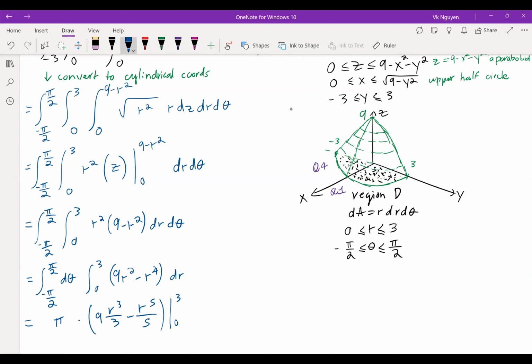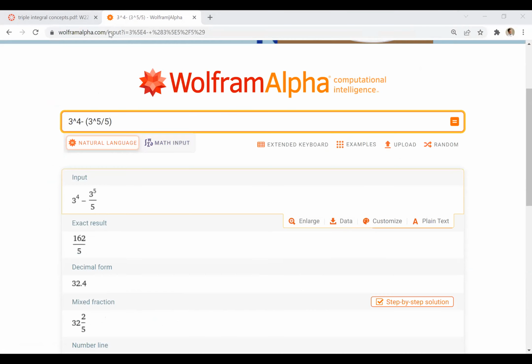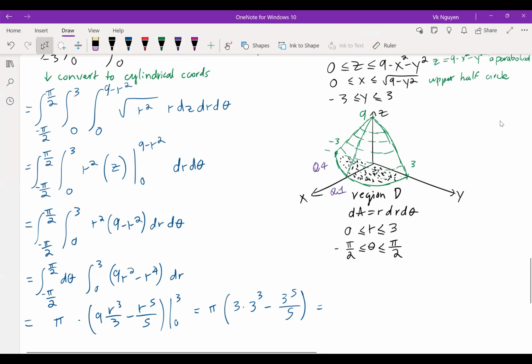Okay, I'm going to work it out here. So pi, and then 3 times 3 cubed minus 3 to the 5th over 5. So that's it. The answer is 162 pi over 5.